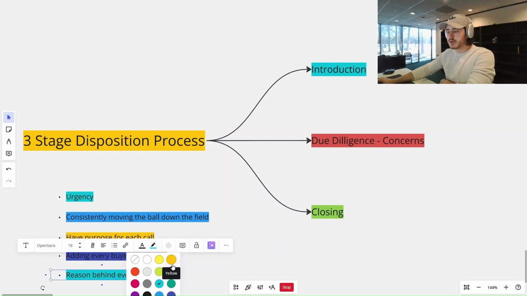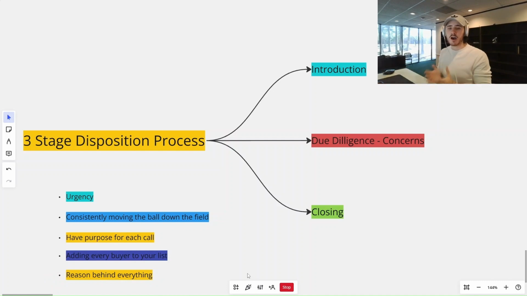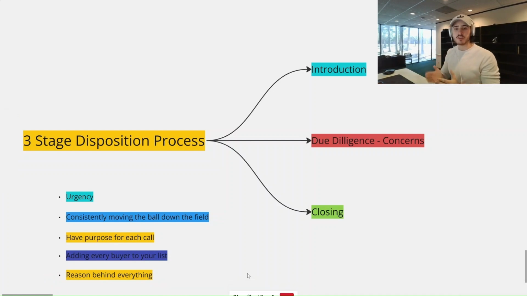Next is have reason for everything. Every single time you do something, you want there to be reasoning behind it. Every single question that you ask, every single act that you perform, every single concern that you address, you always want to have reasoning behind everything. "Hey, Mr. Brian, I'm going to send you over the details." Have reasoning behind it.